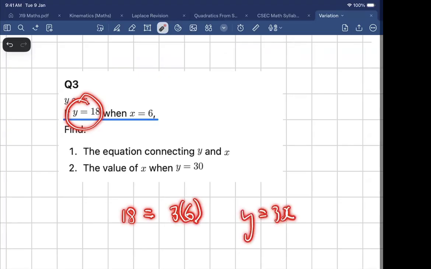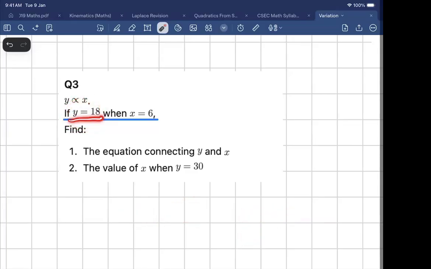You tell me, wow, that's really easy. Because it is really, really easy. Okay, they tell them Y is 18, and they tell them X is 6. If that is the case, how is X related to Y then? What do I need to do with 6 to get 18? Multiply by 3. That is all.